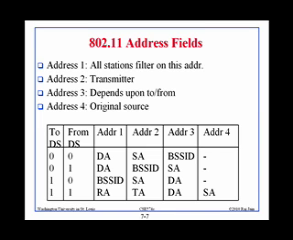Destination is the eventual destination on the LAN. Not the IP address, it's the Ethernet address, MAC address. The source is the starting point where the packet starts. The receiver and the transmitter are the wireless part. On the wireless part, the transmitting station is TA and the receiving station is RA.